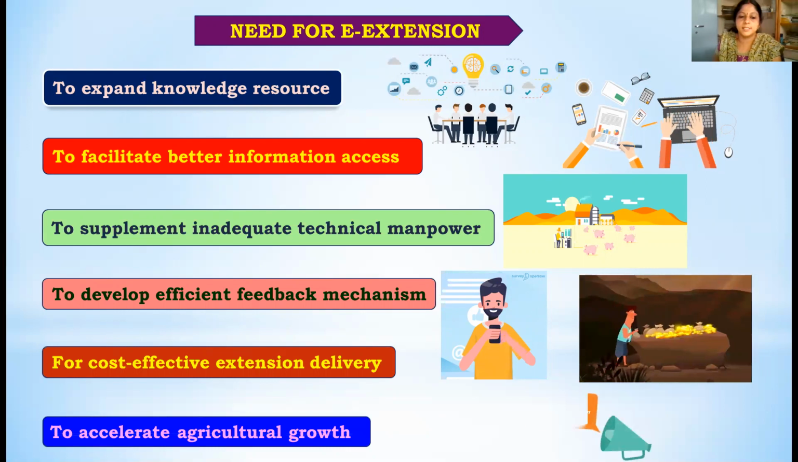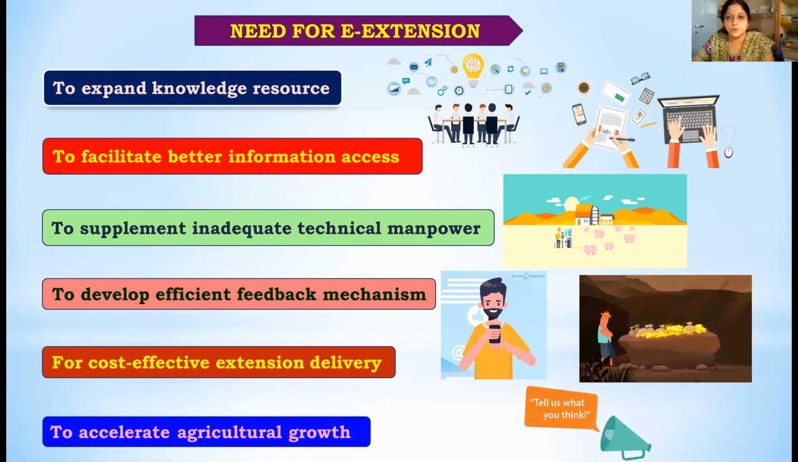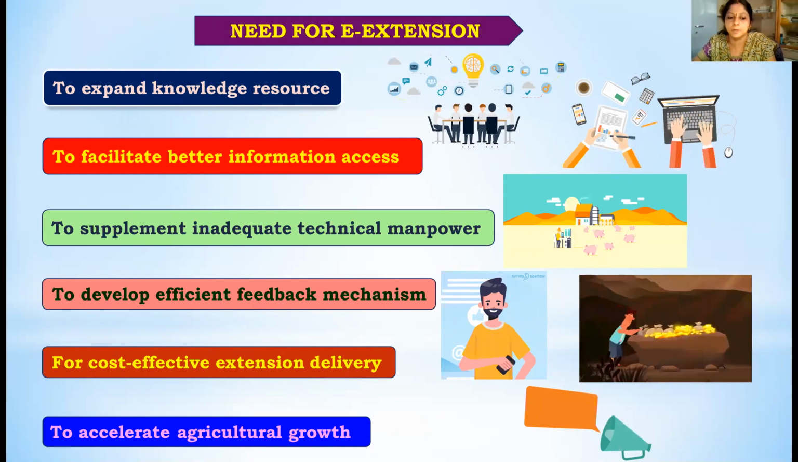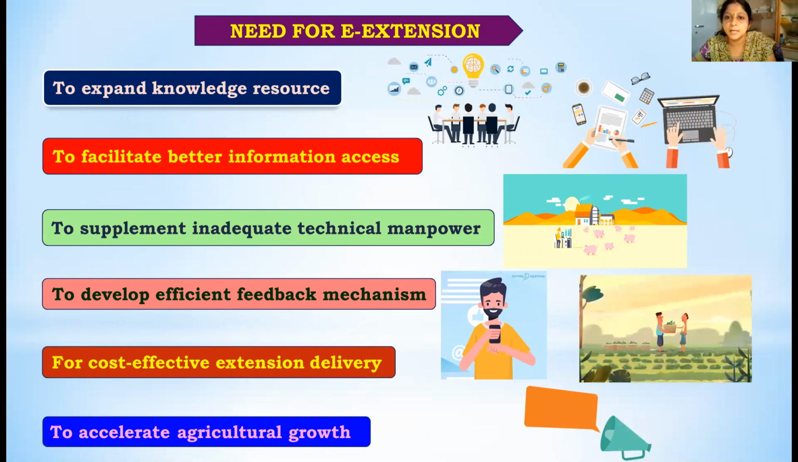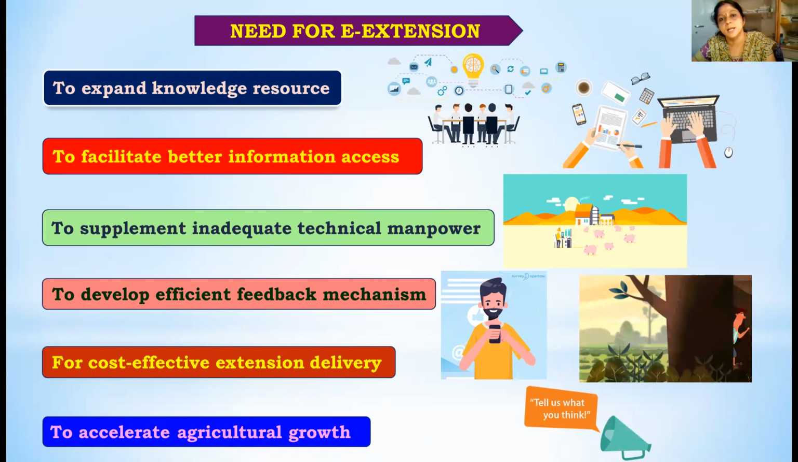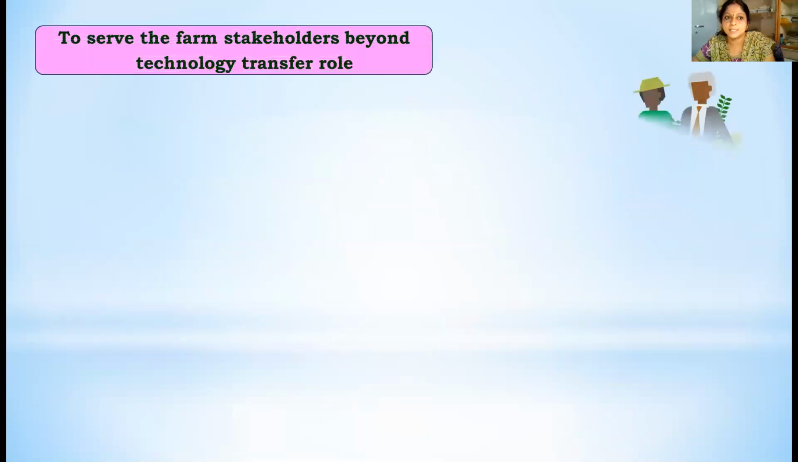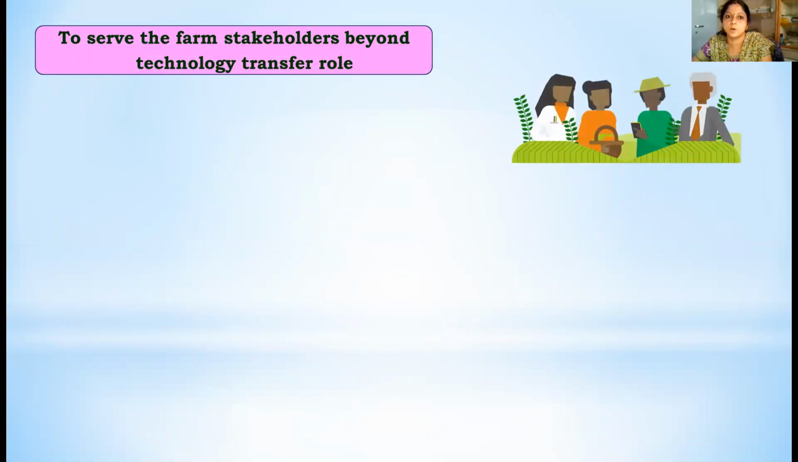And the next one is that it accelerates agricultural growth. Updated information and new technology help the farmer to go for commercializing agriculture. This in turn helps in achieving agricultural growth. And it serves the farm stakeholders beyond the technology transfer role. This I have told many times.